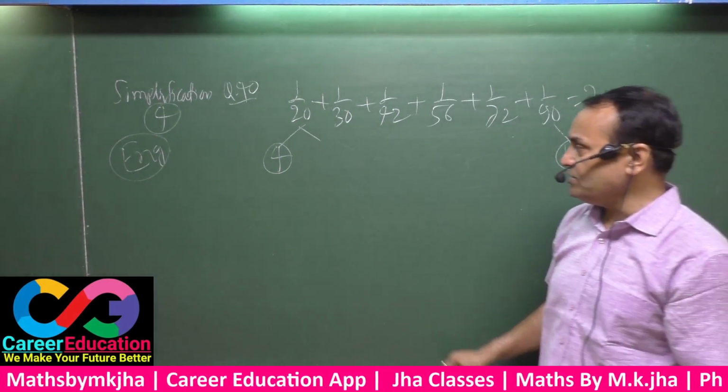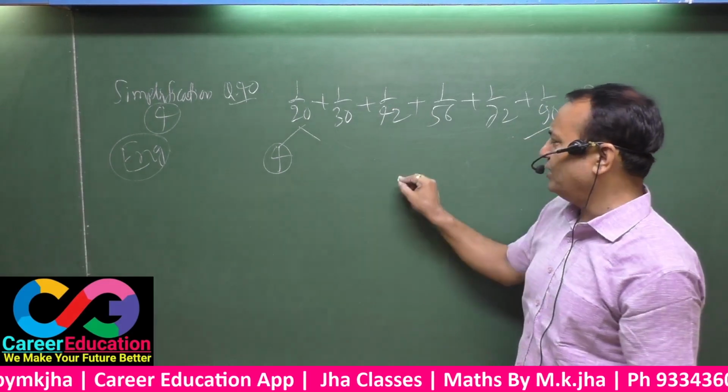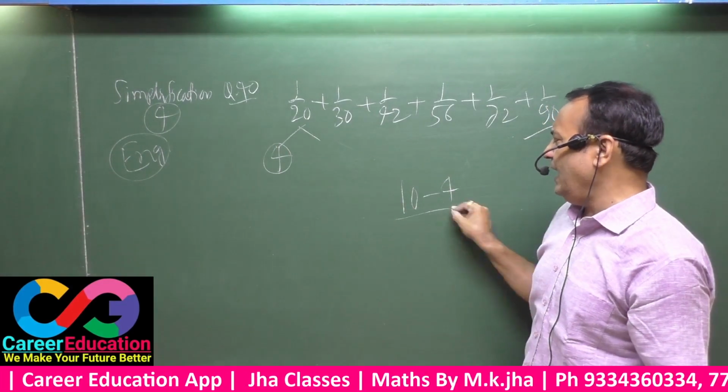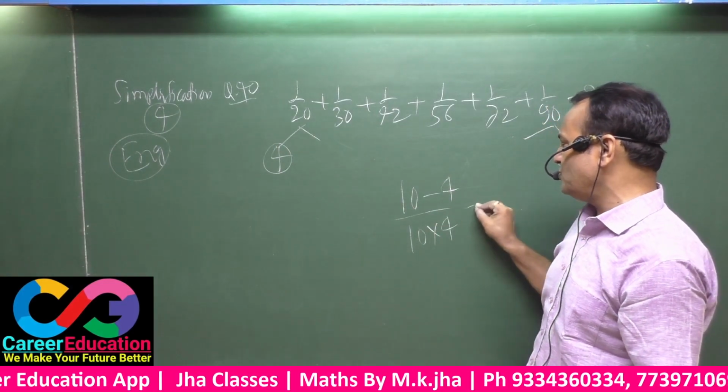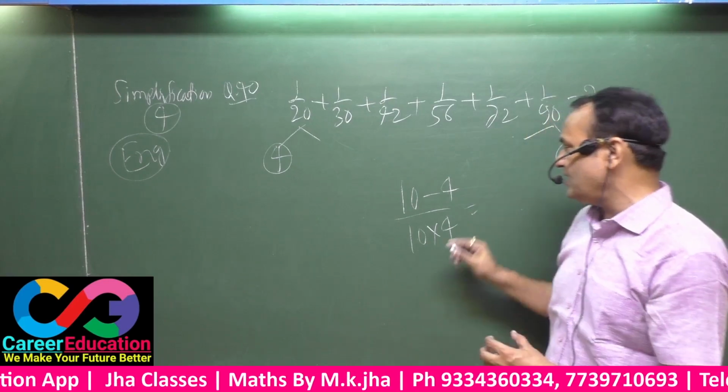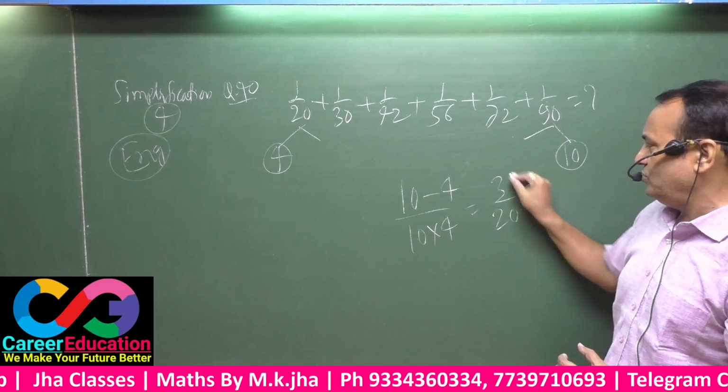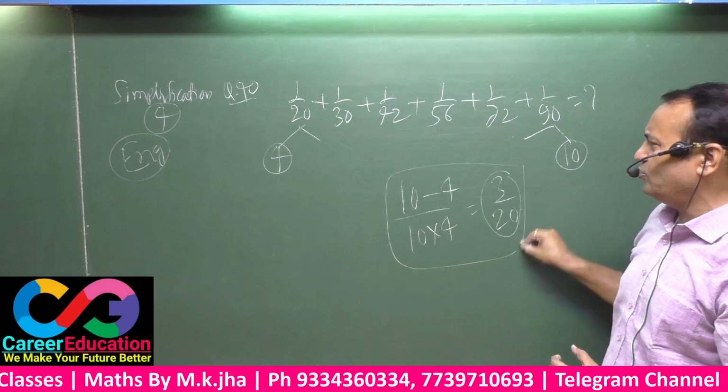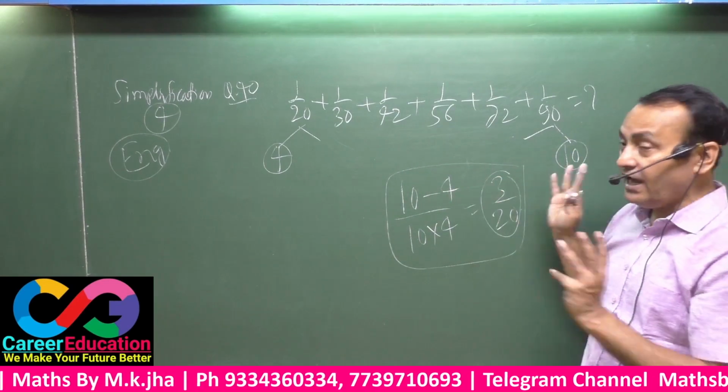Now you have to take the difference of these two and the multiplication of these two. That means you are getting the answer 2 by 20. Only this you have to do. Write it down very neatly as I have written here. Note it down.